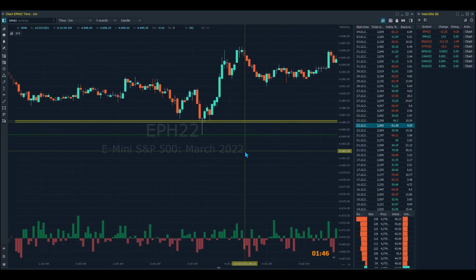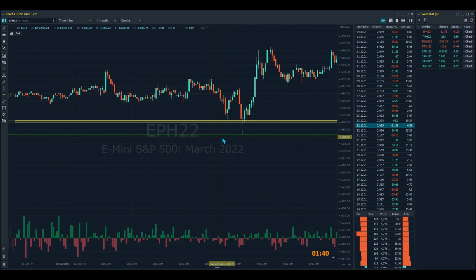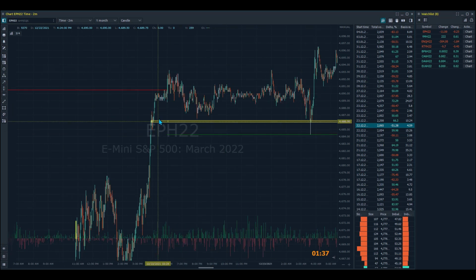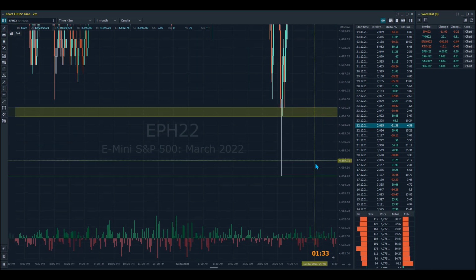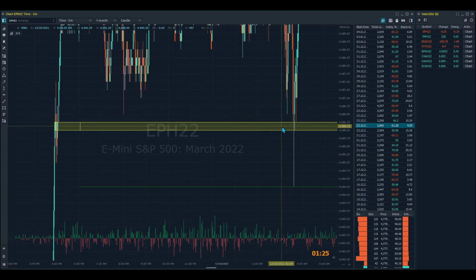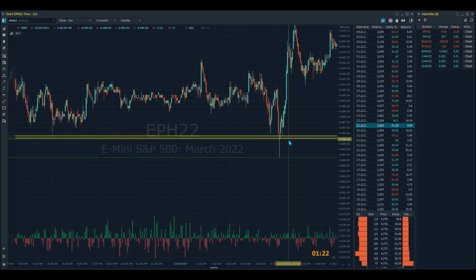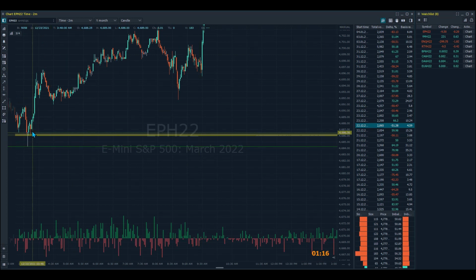See how it honored that level? It never closed below that level and bounced on it. Look at that. That's like crazy. The level's so small. How many ticks is this level? 86. That's one tick. And it honored it to the T. Pretty much a one tick level that was honored to the T. Would have given you a great trade.